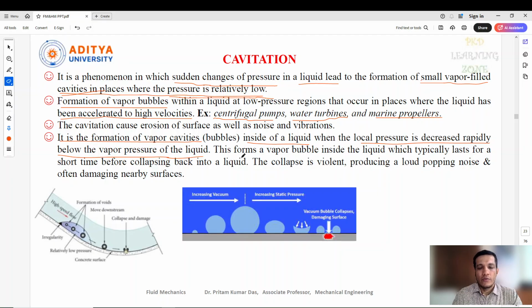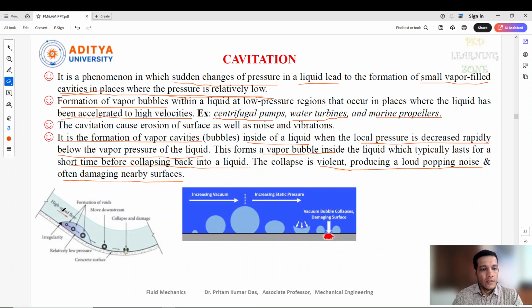So these are water vapor bubbles inside the liquid, which typically last for a short time before collapsing back into the liquid. When they collapse, it is violent, producing a large popping noise, and they often damage the nearby surfaces. Obviously, it is going to damage the surface of the pipe.